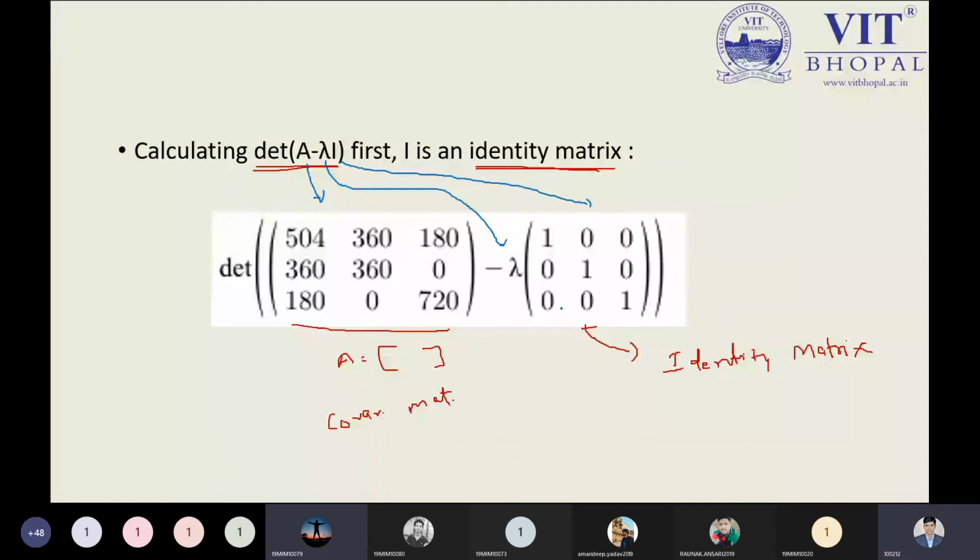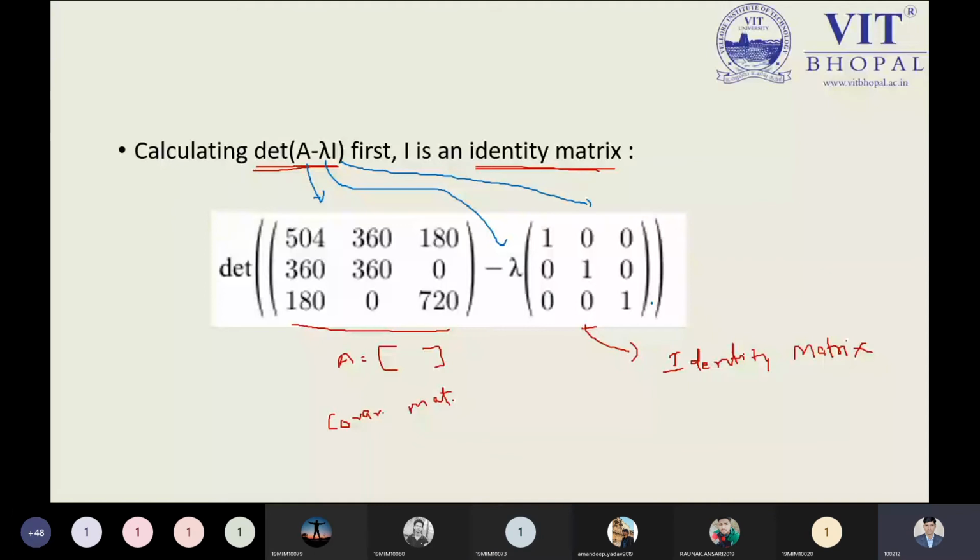Yes, sir. Okay, you can solve this question in a simple way. First, we need to multiply lambda into the identity matrix. So what is the value? It could be lambda 0 0, 0 lambda 0, 0 0 lambda. Am I right? After multiplying, we will get these values of the matrix.